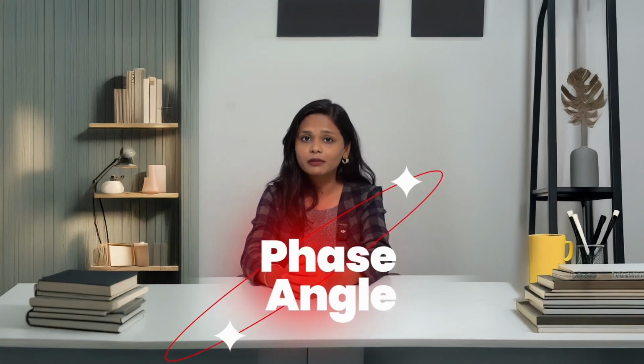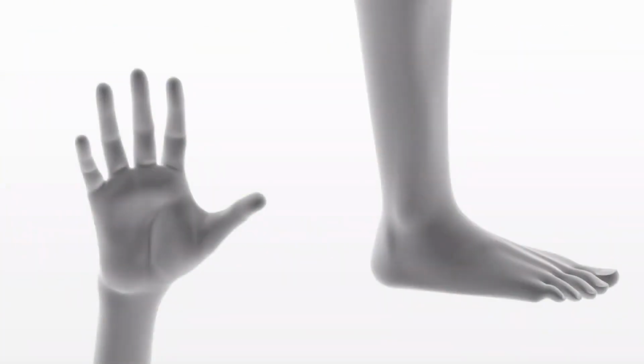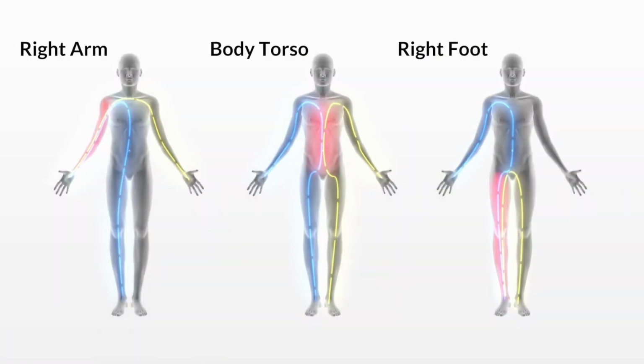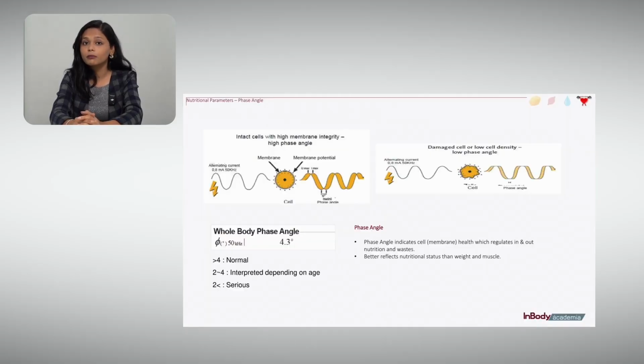Talking about the next parameter, which is the phase angle. When the frequencies pass through our body, when you stand on an InBody device, the frequencies make a certain angle with your cells. The greater the angle, the better the cell health. This angle is called the phase angle. For a normal person, the phase angle has to be 4 and above. This indicates that the cell health of the individual is really good.